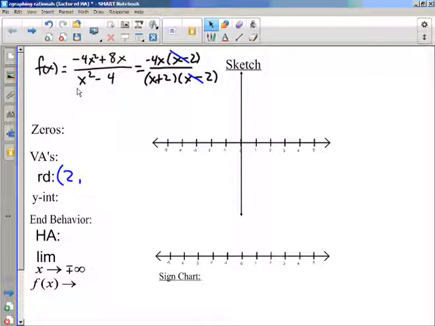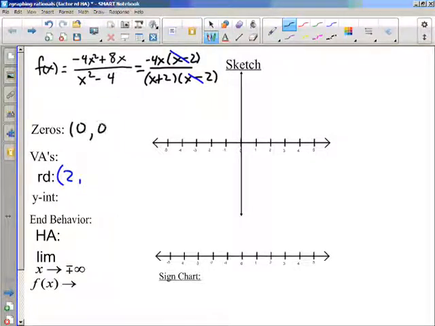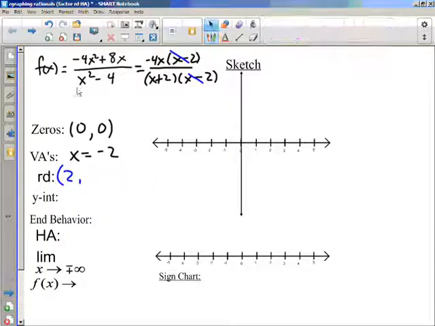But first we'll find our zeros. In this case, there's a 0 at 0 and a vertical asymptote at x equals -2. The removable discontinuity, when we plug in 2, we get -4 times 2, -8 over 2 plus 2, and that's y of -2.